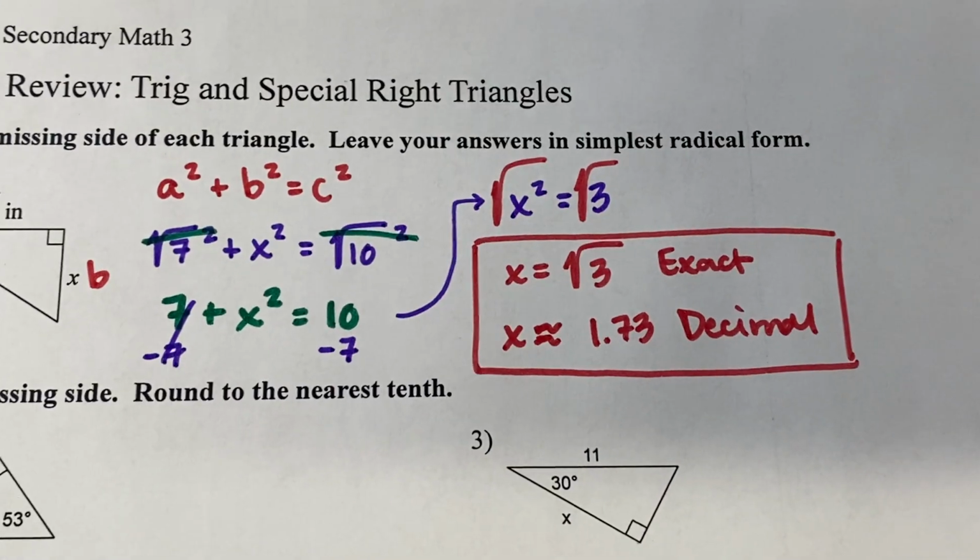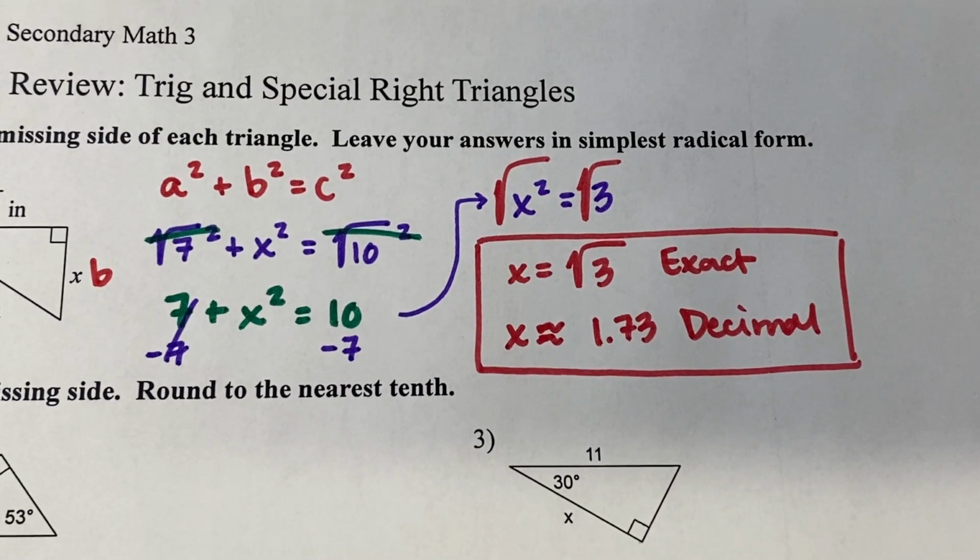They're both technically right. Okay, so that's the one where we had to use the Pythagorean Theorem. We know 2 sides, you have to find the third.